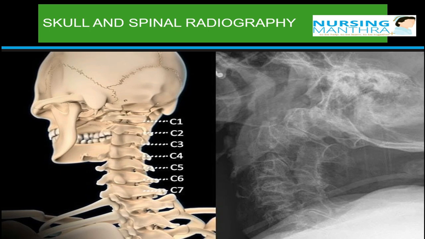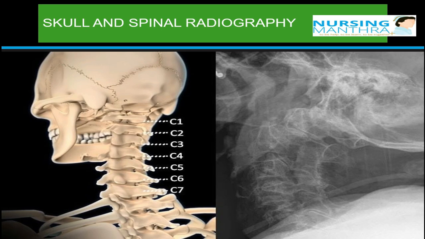Skull radiographs reveal the size and shape of the skull bones, the suture separation in infants, fractures or bone defects, erosions and calcification. All this will be helped by the skull radiograph. Spinal radiograph identifies the fracture, dislocation, compression, any curvature and erosions, narrowed spinal canal, degenerative process, and all will be known through the spinal radiograph.